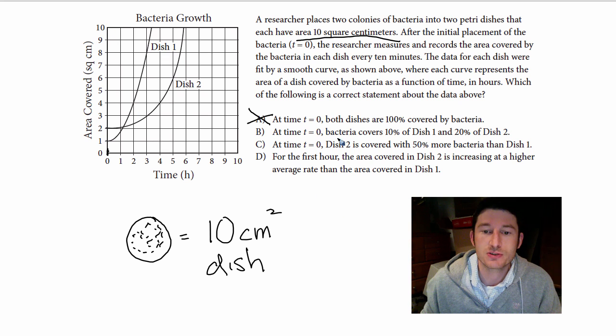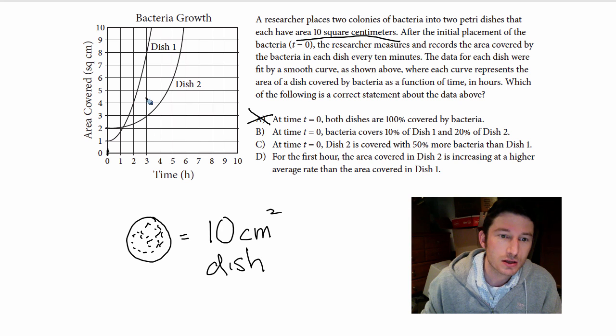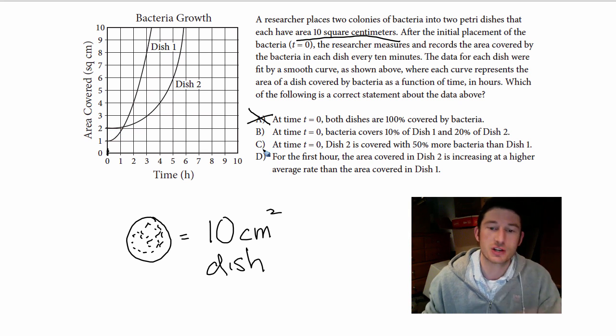All right, at time 0, bacteria covers 10% of dish 1. Well, dish 1 is at 1, and 1 is 10% of 10. And dish 2 is 20% covered. Well, it's at 2, right? 2 out of 10 is 20%. So this is good so far. Let's just check the other ones.